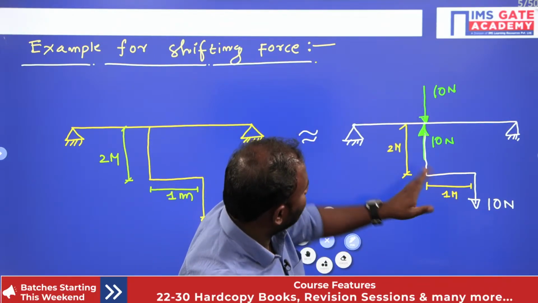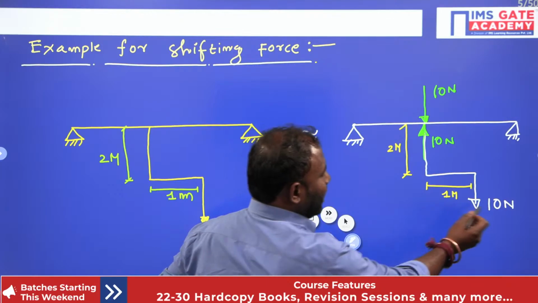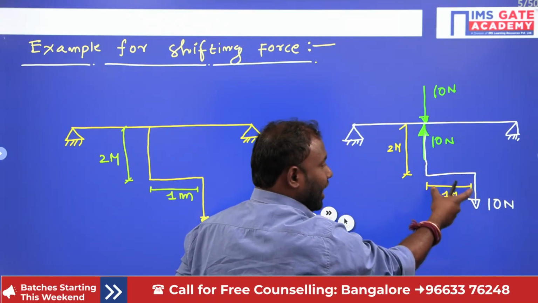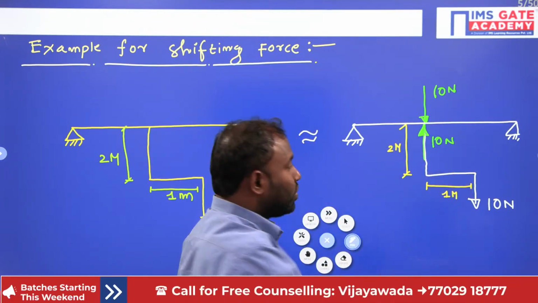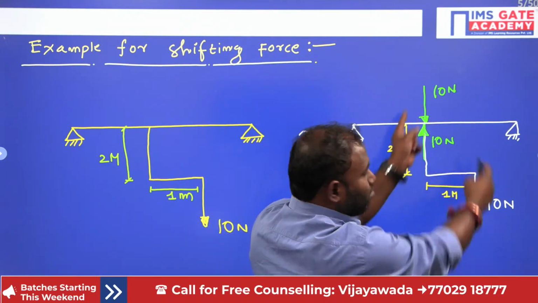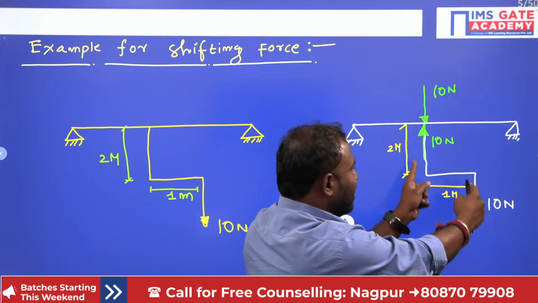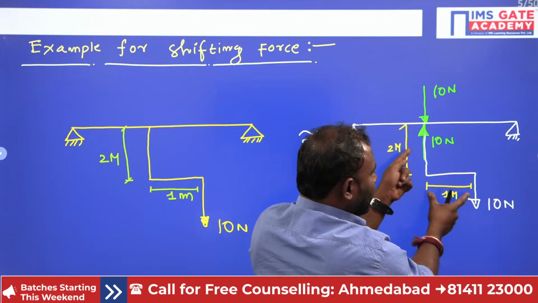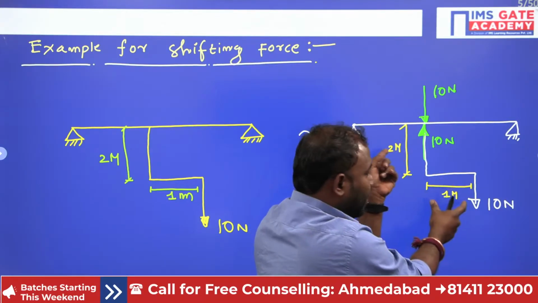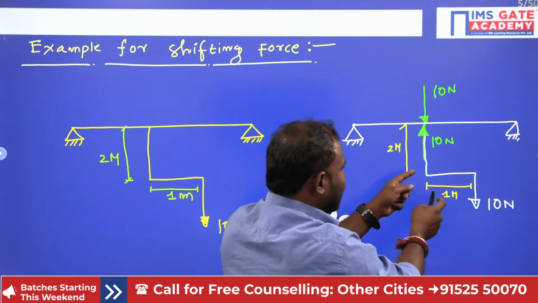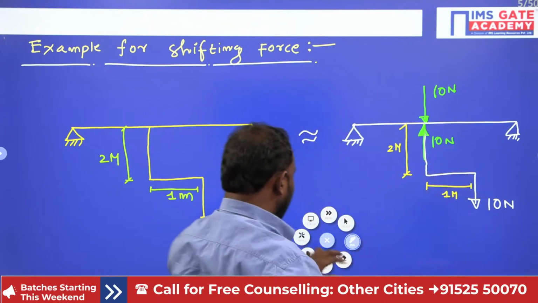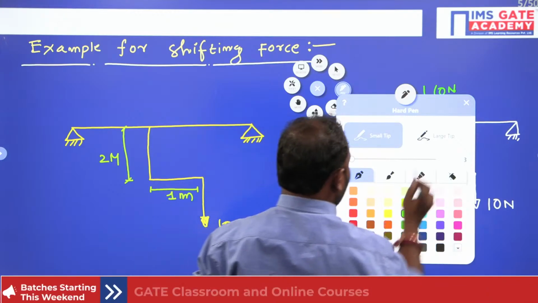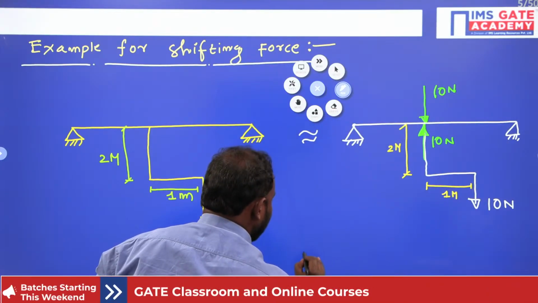Now see what happened. This upward 10 Newton load and downward 10 Newton load are separated by a definite distance and are parallel, so these are going to create a couple moment. The upward force of 10 Newton and the downward force of 10 Newton are separated by a definite perpendicular distance, that is 1 meter. That is the reason a couple moment is created. So finally, how can I draw my beam? I can draw my beam like this.